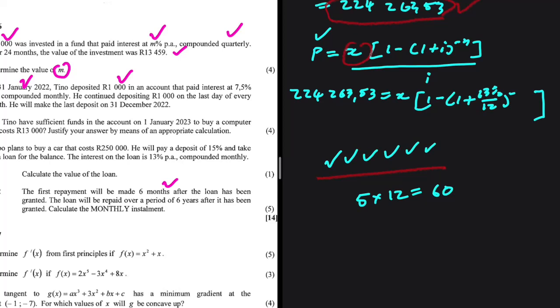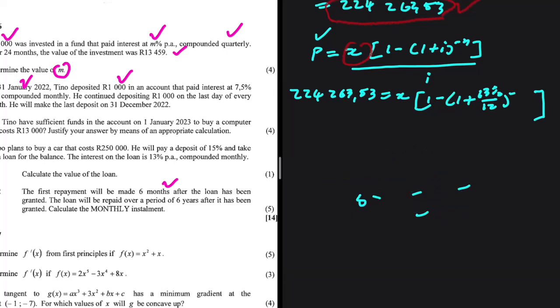Let's say the loan is being granted in Jan. So in Jan, he's not going to pay in Feb, March, April, May. But at the end of the 6th month, which is June, he's going to make the first payment. So he's going to make a payment in June, July, August, September, October, November, December, which is 7. So he's going to make 60 plus 7 payments, which is 67. So that is our value of N.